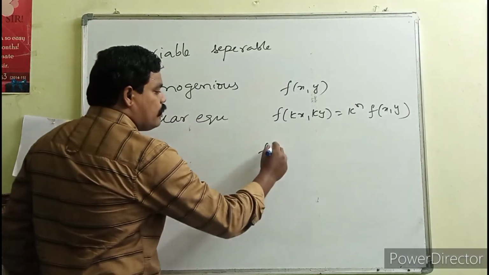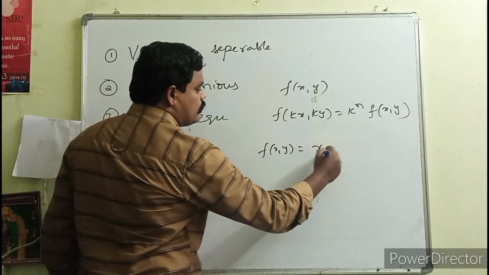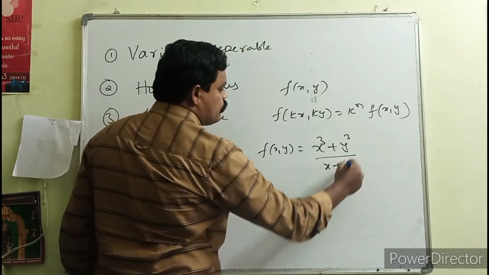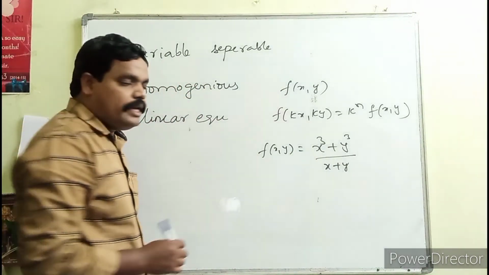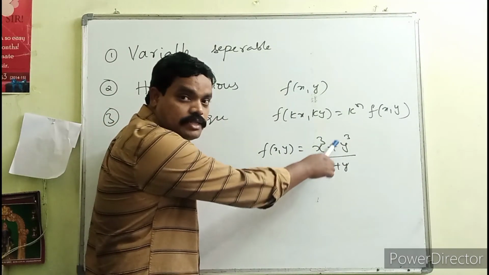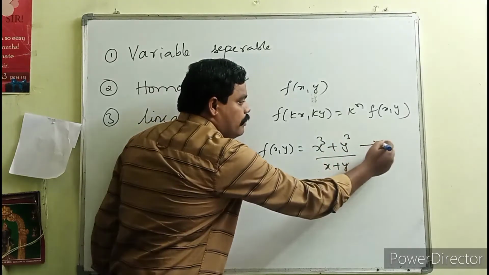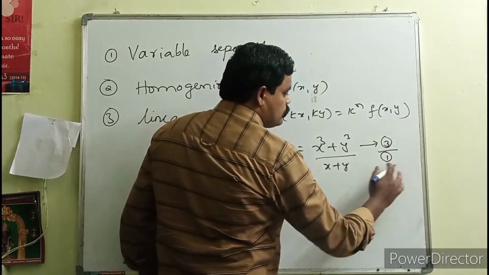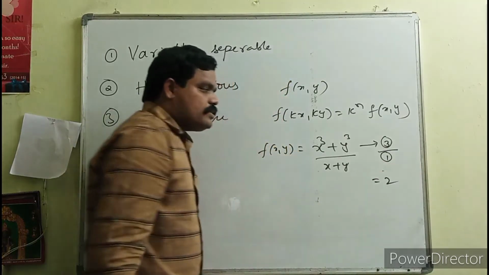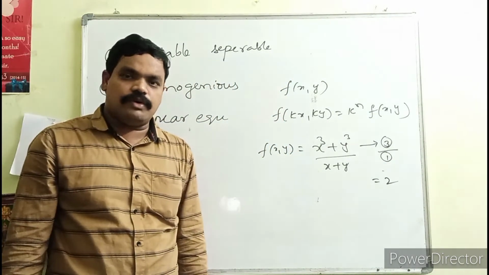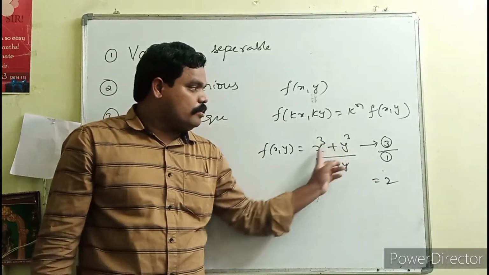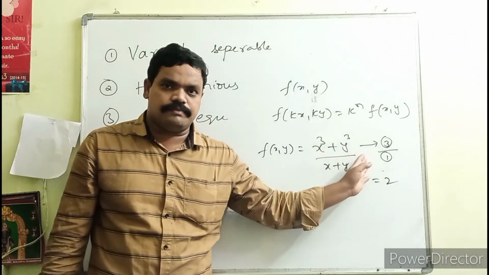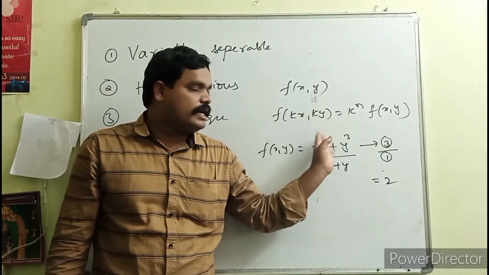Suppose f of x, y equal to x cube plus y cube by x plus y. Here the power of x is 3, here also 3. So the numerator powers are 3. Denominator powers are 1, 1. 3 minus 1 is 2. Therefore, this is a second degree homogeneous equation. Directly we can say this, it is not necessary to substitute kx, ky.